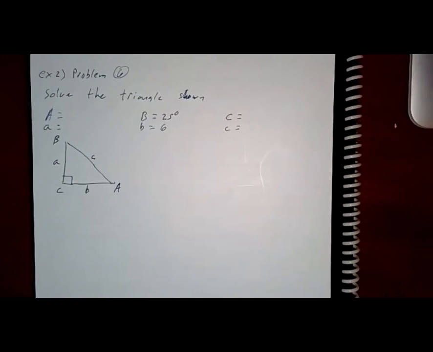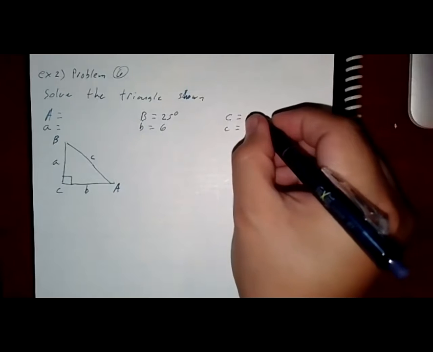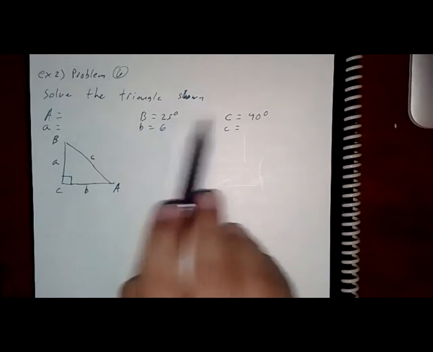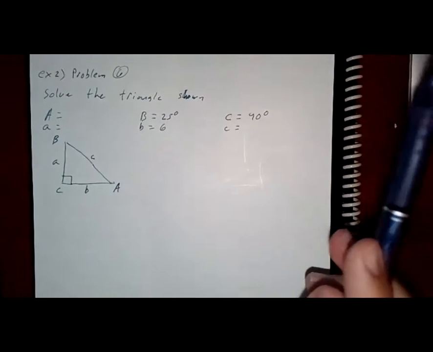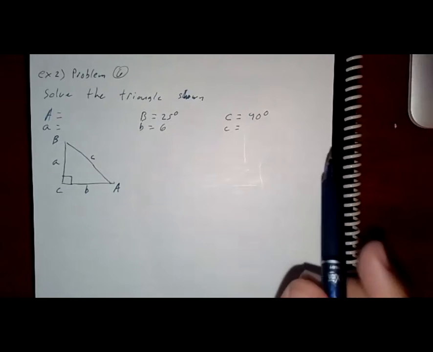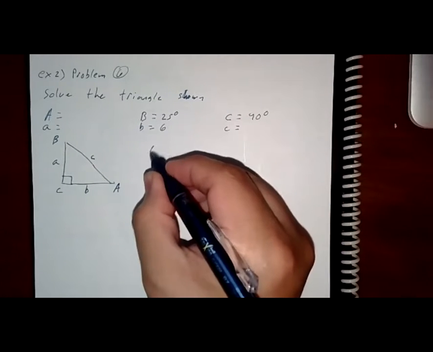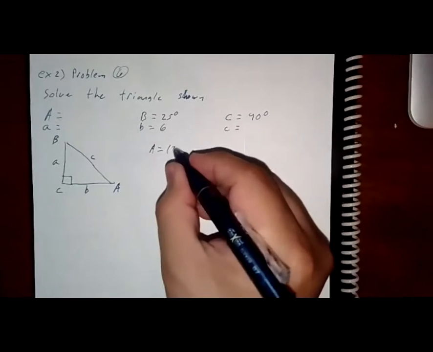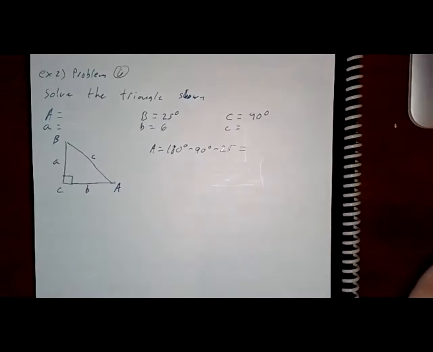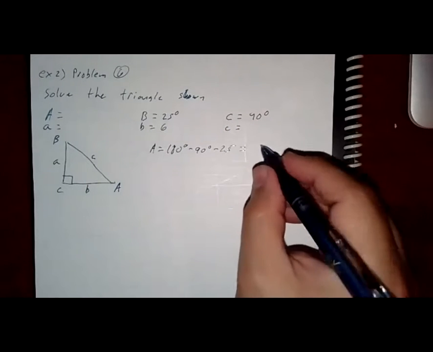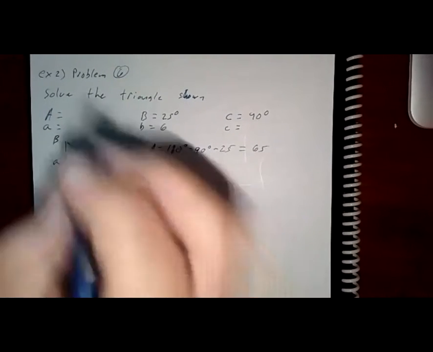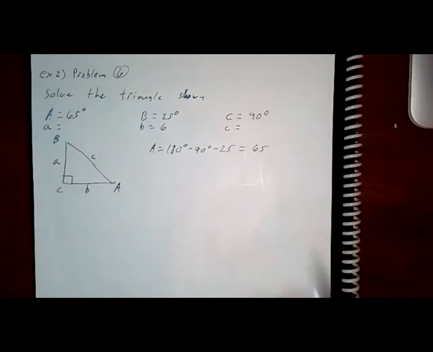Okay. So since it's a right angle, we know this is going to be 90. If B is 25 and C is 90, what does A have to be to complete 180 degrees? 65. Yeah, it looks like 65. And if you weren't sure, you can always subtract the two angles from 180, which will be 65. Okay, so we got 3 angles now.